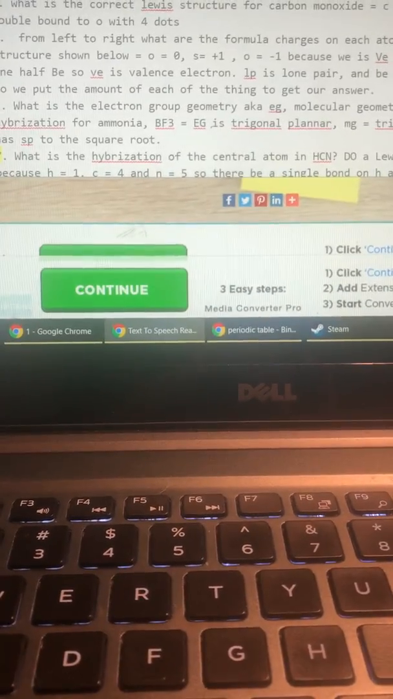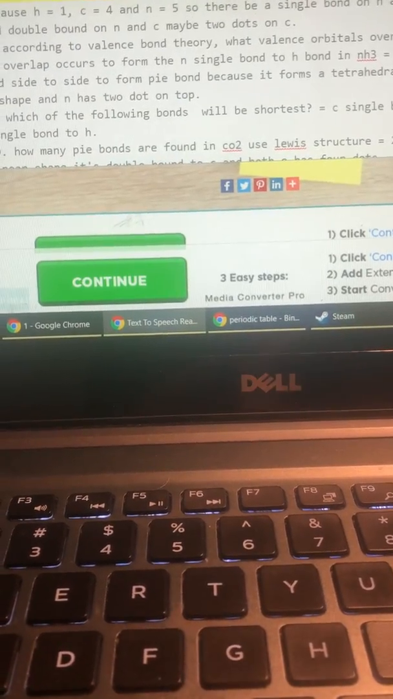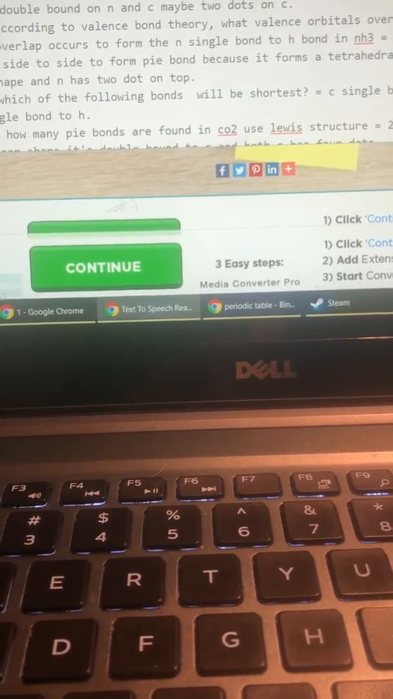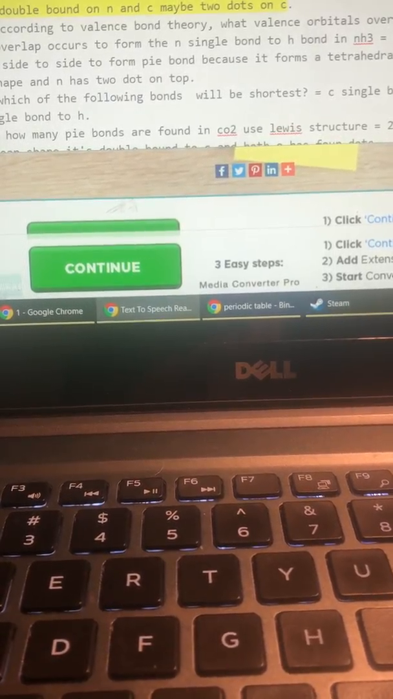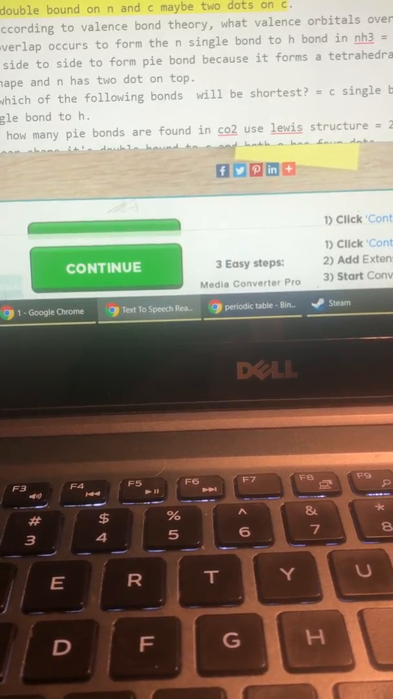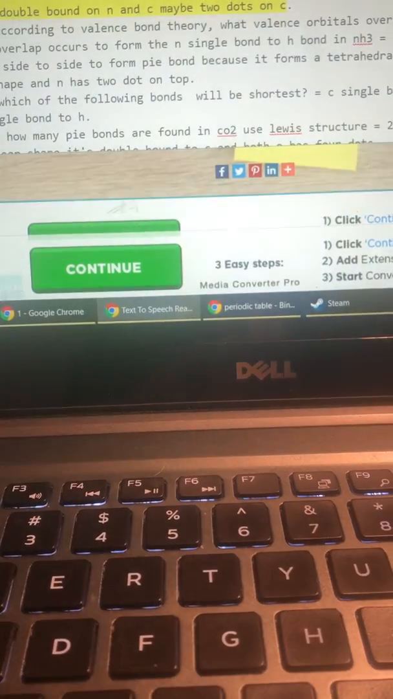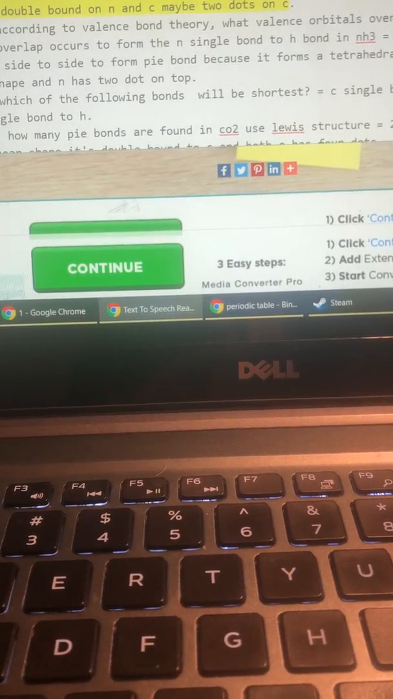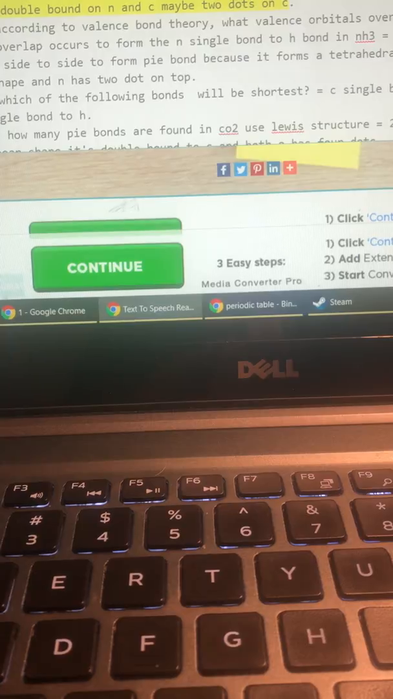7. What is the hybridization of the central atom in HCN? Draw the Lewis structure: sp. Because H = 1, C = 4, and N = 5, there is a single bond between H and C, a triple bond between C and N, N has 2 dots, and C may have 2 dots.